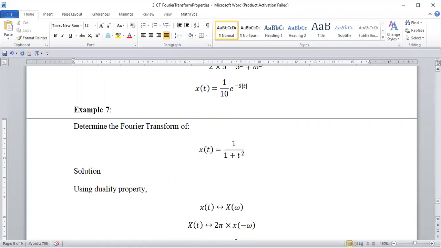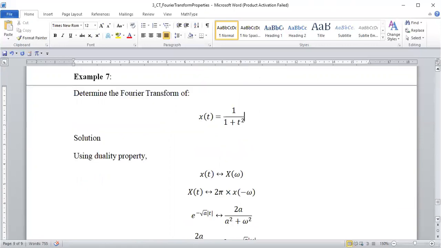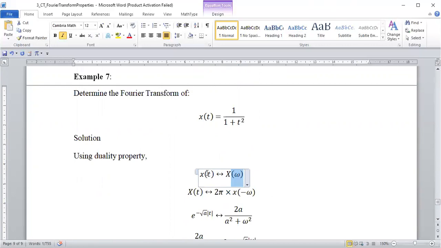We're going to use the duality property. So I mentioned that in the duality property, if x of omega is the Fourier transform of x of t, then the Fourier transform of this, but now in the time domain, is equal to the original signal you have, with a factor of 2 pi, at t equal to minus omega. That's what the duality property says.